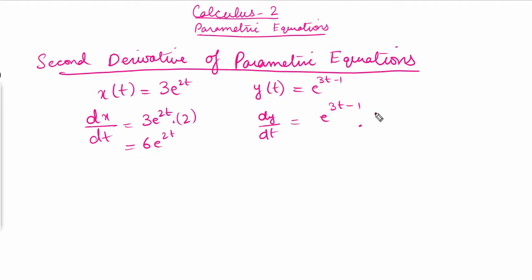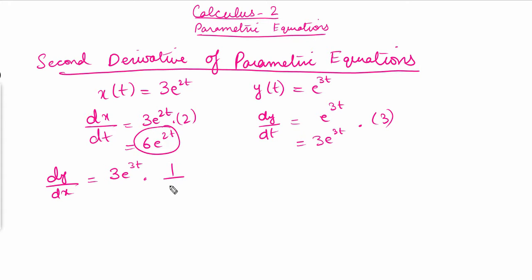And dy by dt will be equal to e to the power of 3t minus 1 times 3. For this one it's only e to the power of 3t, so it will become e to the power of 3t times 3, which is 3e to the power of 3t. So dy by dx will become equal to 3e to the power of 3t times the reciprocal of dx by dt, which will be 1 over 6e to the power of 2t.